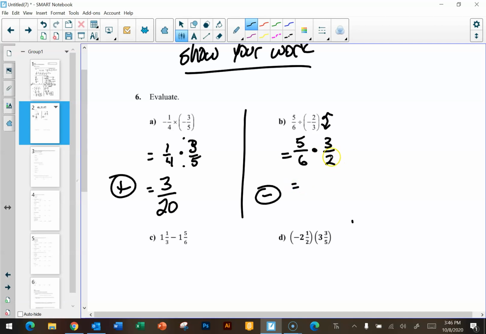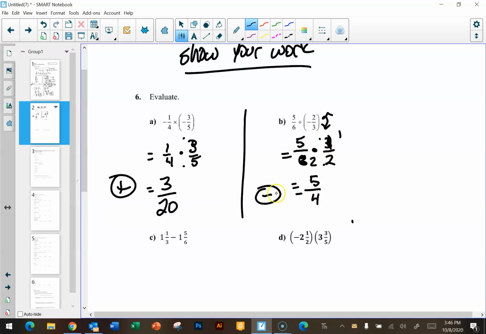Once we get to this point, can we do any canceling from top to bottom? Can't cancel 5 and 2, but I can cancel 6 and 3. So what do I divide out of both of these? Okay, I can divide a 3 out. So if I divide 3 by 3, I'm left with 1. If I divide 6 by 3, I'm left with 2. So now it's tops times tops, bottoms times bottoms, which leaves us with 5 over 4.